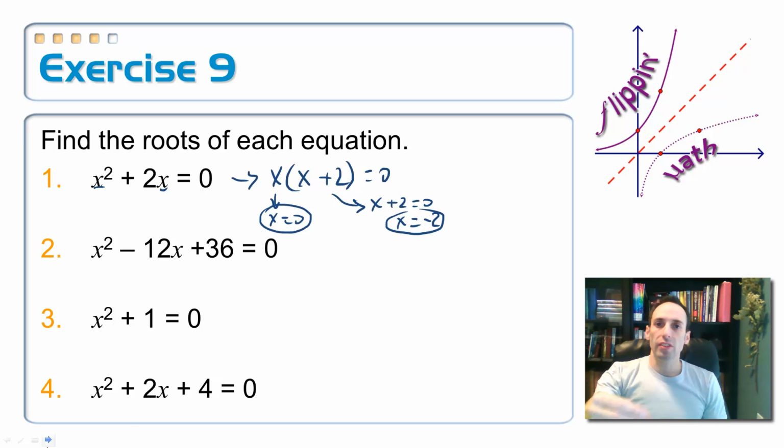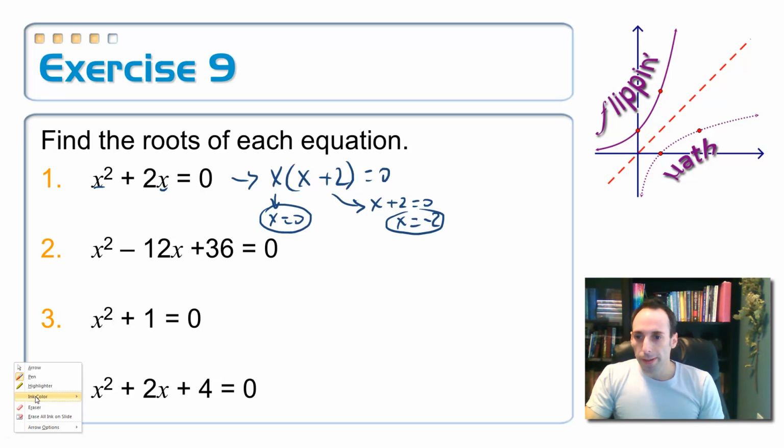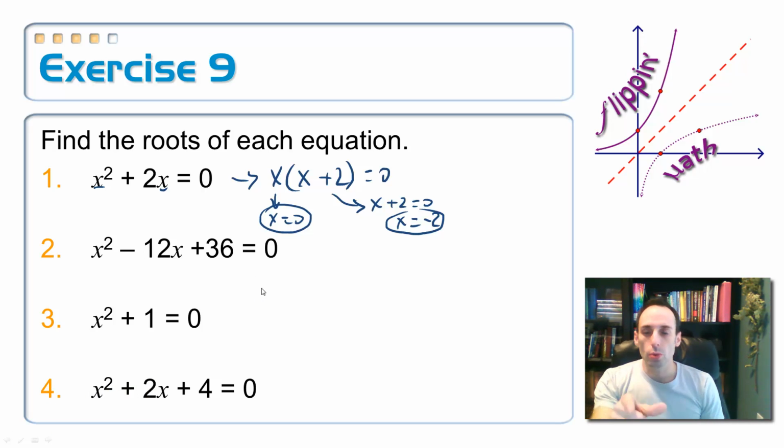So it is a parabola. If this was a parabola, it would touch the x-axis twice. Okay, and how about the next one? So x squared minus 12x plus 36. Ooh, wait, 36? That's a perfect square. So let me check to see if this is a perfect square trinomial. So I take the 12 and I take half of it, I get 6, and I square that, I get 36. So yeah, it's a perfect square trinomial, and it factors as x minus 6 squared.